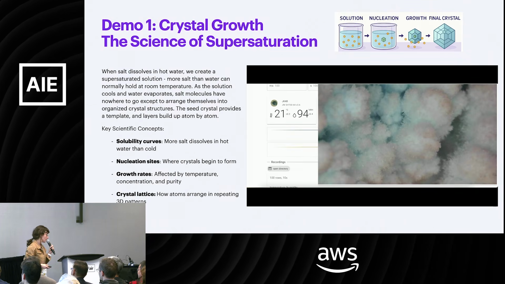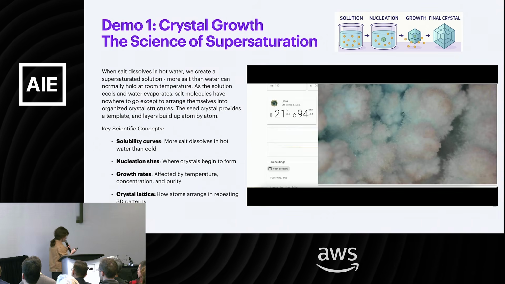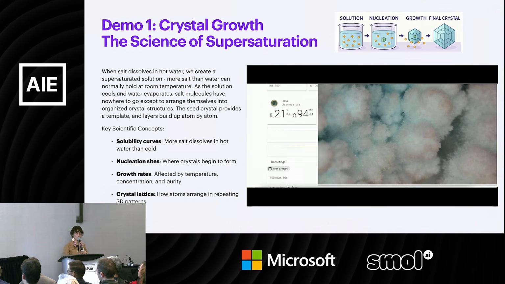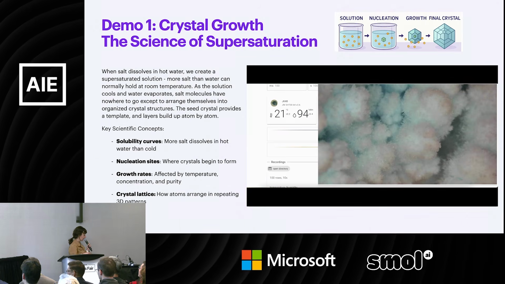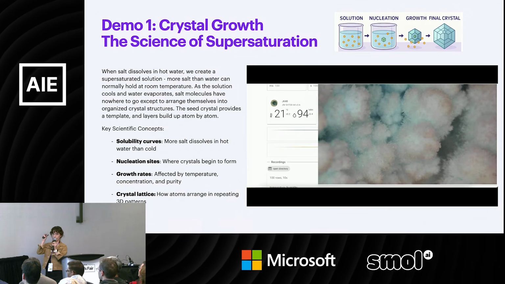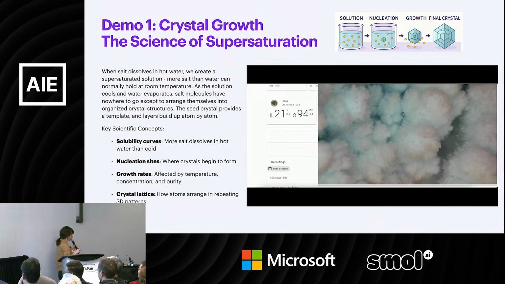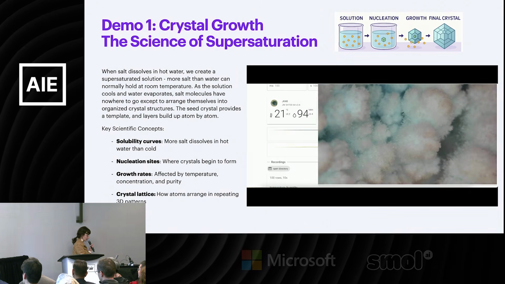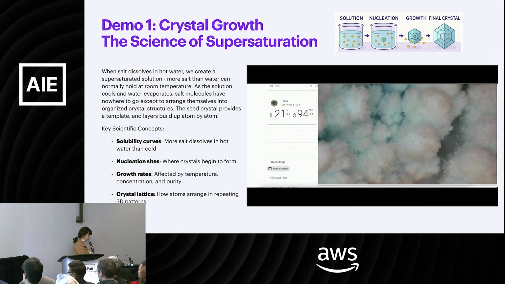So the main things we want to measure in this example are the curves for how fast the salt dissolves, where the crystals are being formed, those are called nucleation sites, and the growth rate of the crystals, which is affected by temperature and concentration.